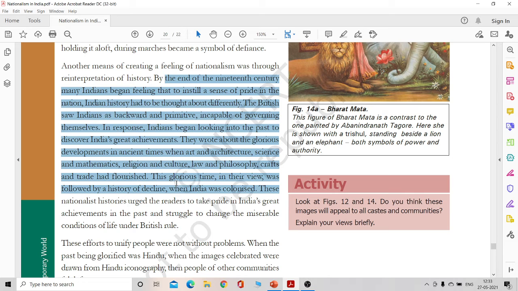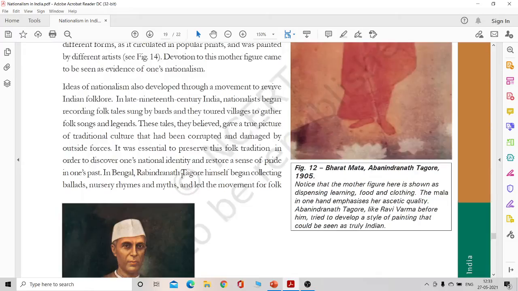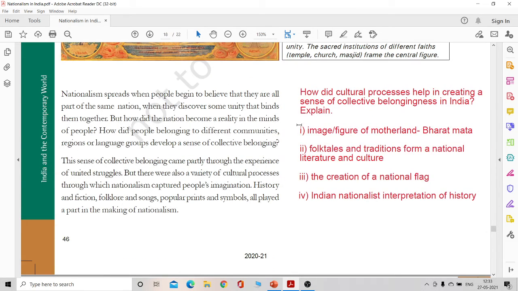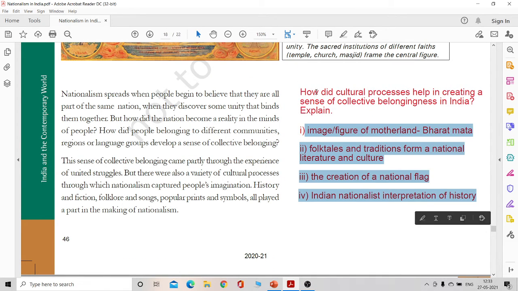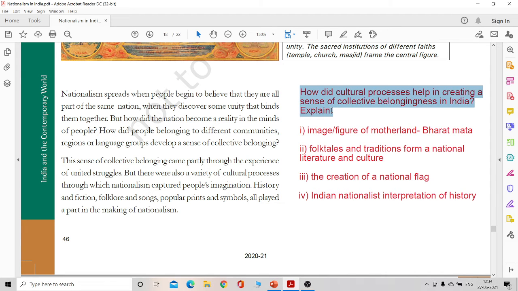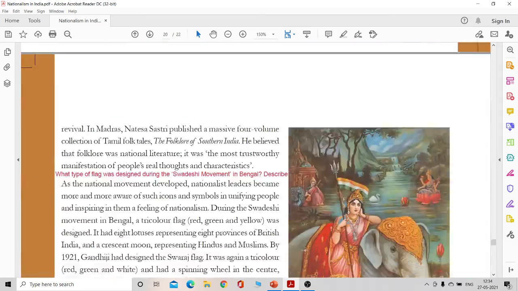So a new narrative was created for history writing, where Indians would feel proud about their past, because it is the past that gives people identity. And the same thing for the country as well. It is the past that gives the country an identity, and an identity that one can be proud of. So nationalist history was created. So these were the efforts. These are the main 4 points that you have to mention and discuss when you're writing the answer for how cultural processes helped in creating a sense of collective belongingness in India.